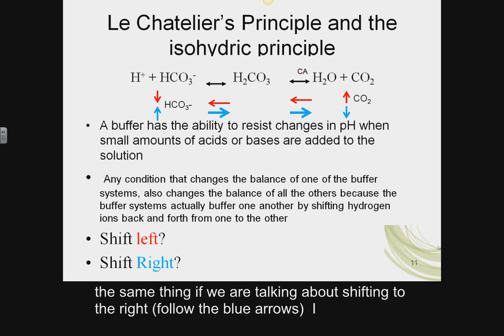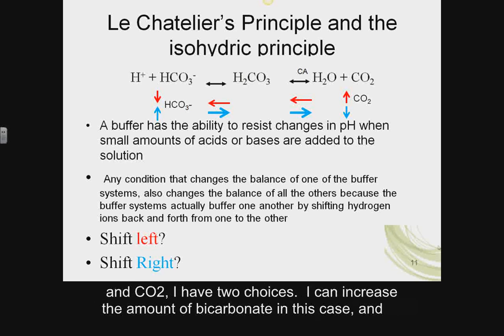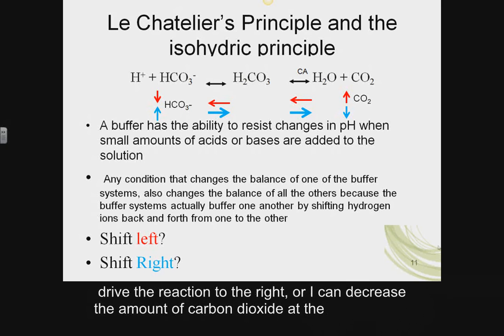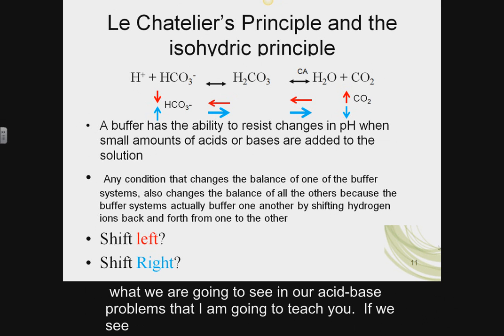We can do the same thing if we're talking about shifting to the right. Follow the blue arrows. I have two options again. If I want to go from hydrogen and bicarbonate and make more water and CO2, I have two choices. I can increase the amount of bicarbonate in this case and drive the reaction to the right, or I can decrease the amount of carbon dioxide at the very end. This will help feed more hydrogen and bicarb toward the right.